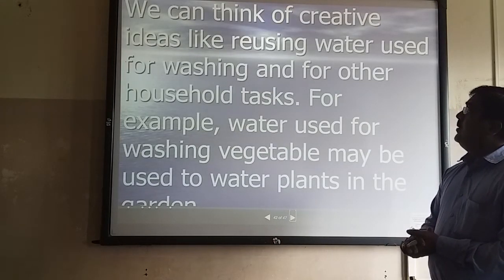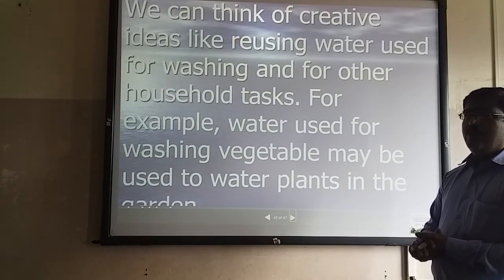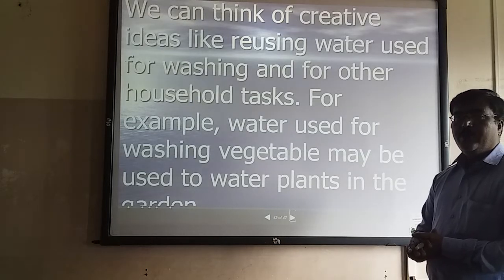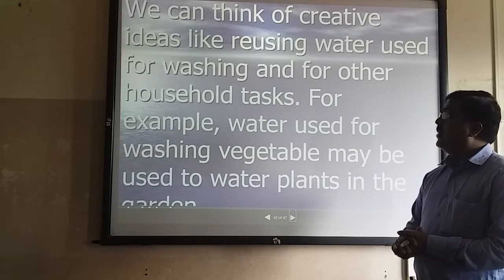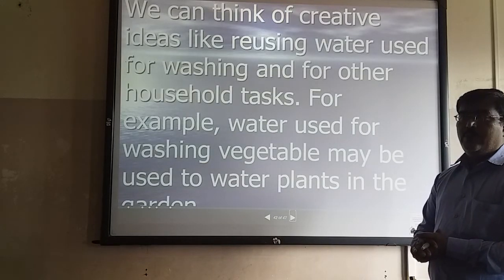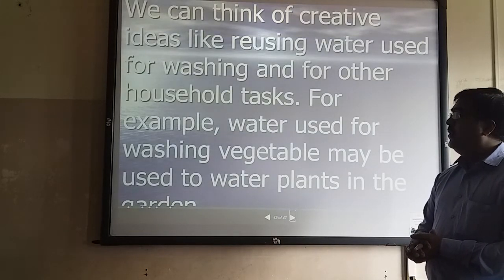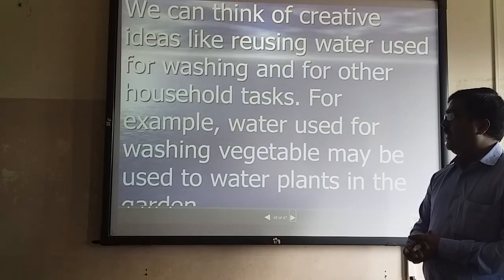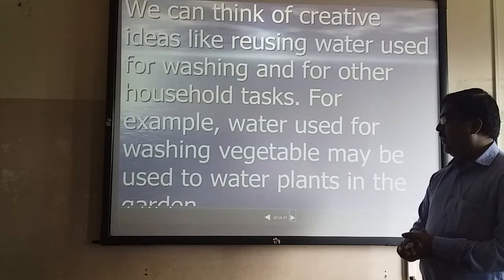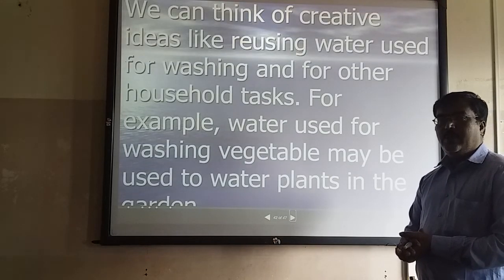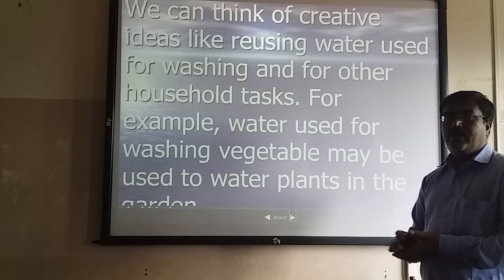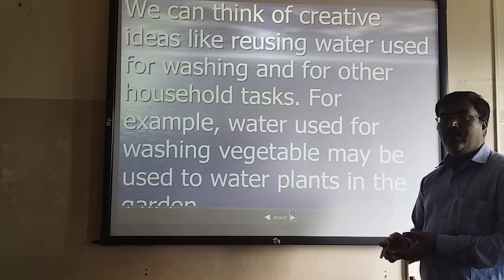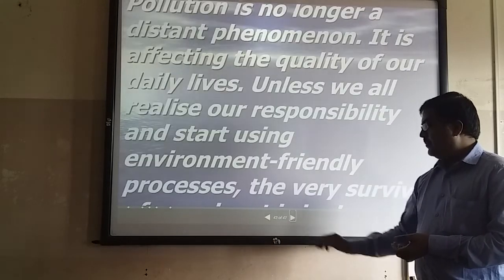We can think of a creative idea like reusing water. We cannot waste water; we can use it again and again. For example, if you wash your hands or bathe or do any household task, the water used for washing can be given to the plants. That waste water can also be given to the plants.